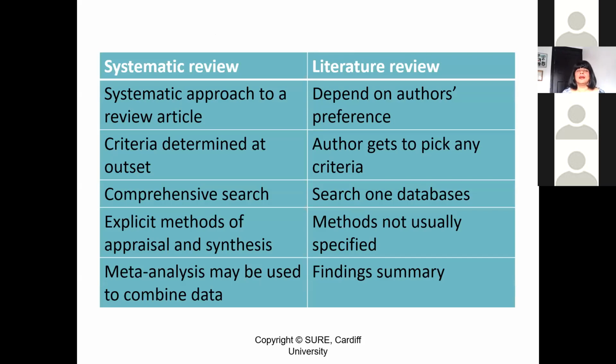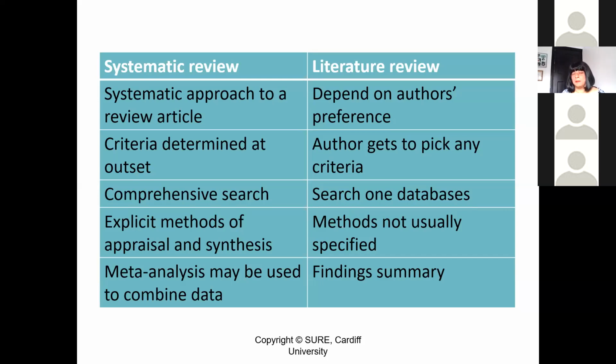This slide shows you the differences between a systematic review and a literature review. So one of the things I'd like to draw your attention to is that first point: a systematic approach to a review article is what systematic reviews are all about. But when it comes to literature reviews, it can depend on authors' preferences. And really, in a systematic review, the inclusion-exclusion criteria is determined at the very outset of the systematic review process, whereas in a literature review, as an author, you can get on with whatever you want to pick as the criteria.